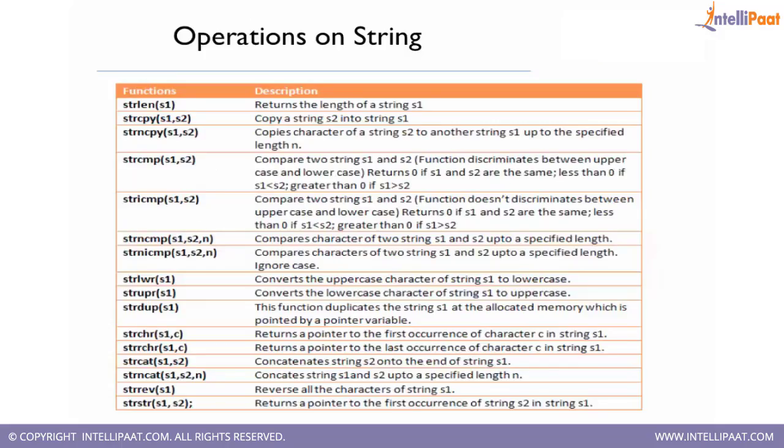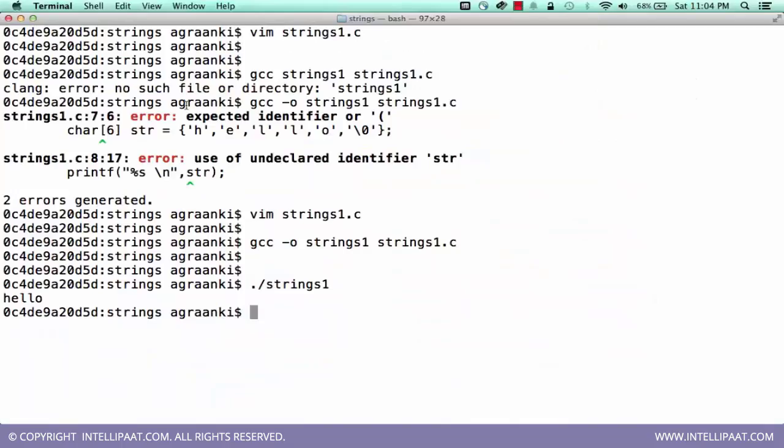These are the operations that are possible in C. This is an exhaustive table which says what all operations are possible with strings. The first operation is strlen, which accepts s1 and returns the length of the string. So let's do the example side by side, and it will give us more understanding of how strings work. Let's try to use strlen in our program.